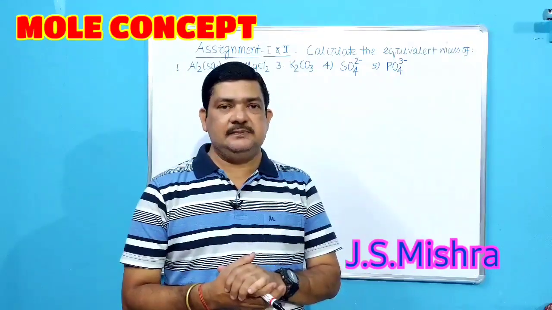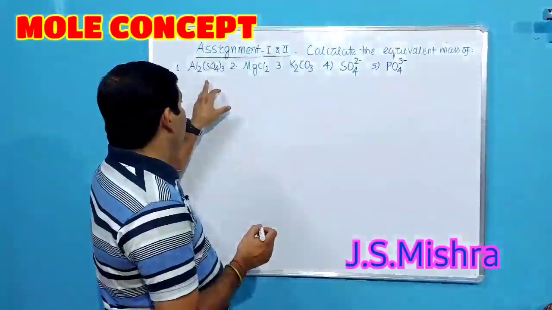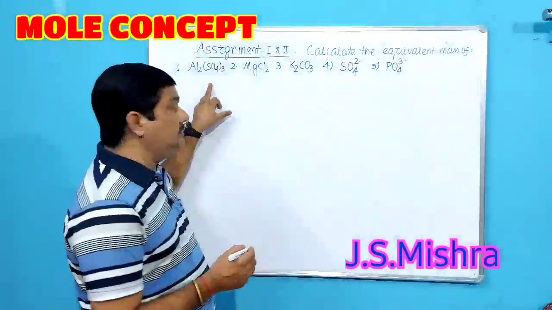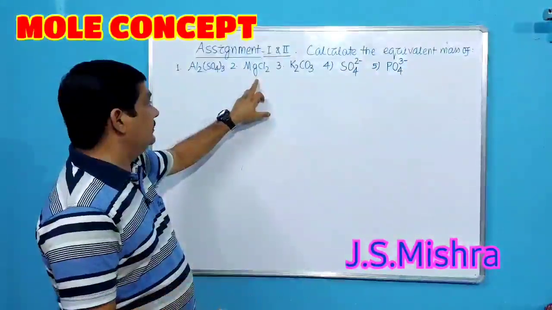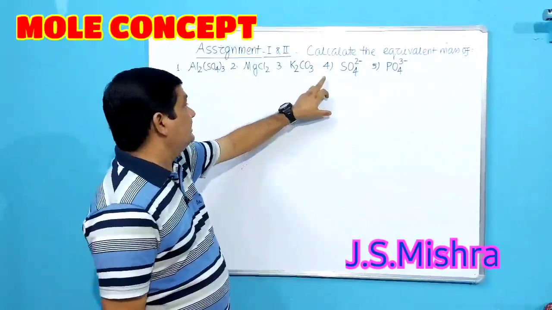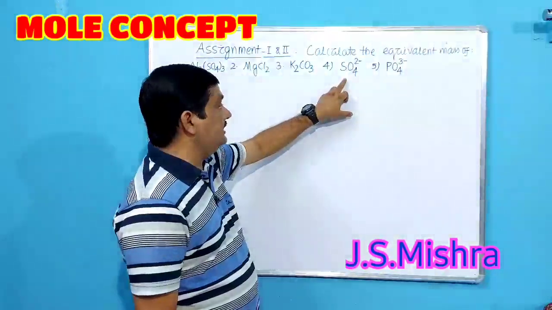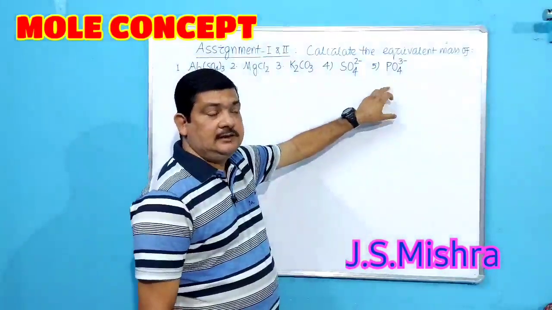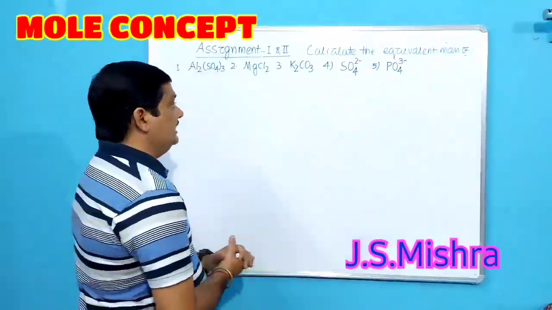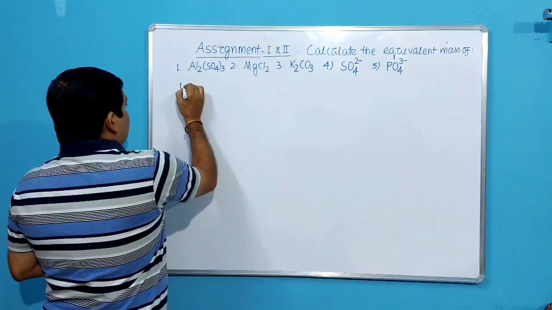In the last class, I gave you two assignments. Assignment 1 was to calculate the equivalent mass of aluminum sulfate, magnesium chloride, and potassium carbonate. These are the salts. Assignment 2 was to calculate the equivalent mass of ions, the sulfate and phosphate. So we will solve it and start the class. We will first start with question number 1.